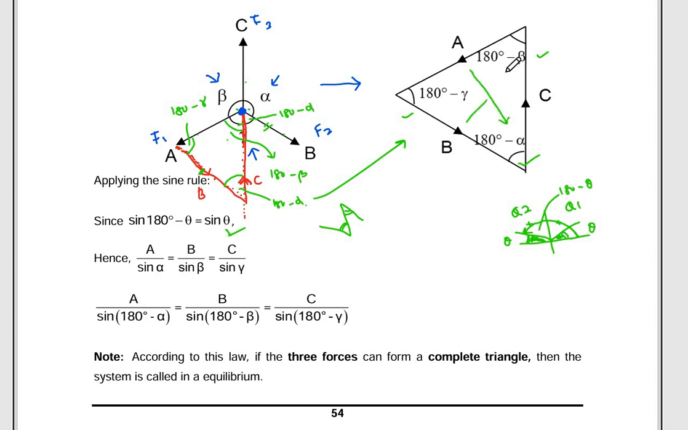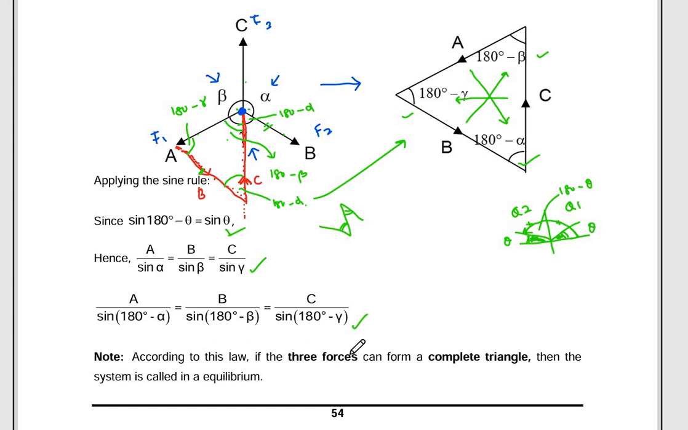So you cari sahaja sudut yang setentang dengan dia untuk kita baca dia punya angle. Okay, so A dengan 180 minus alpha. Okay, B dengan 180 minus beta, C dengan 180 minus gamma pun boleh. So mana-mana satu you boleh guna.